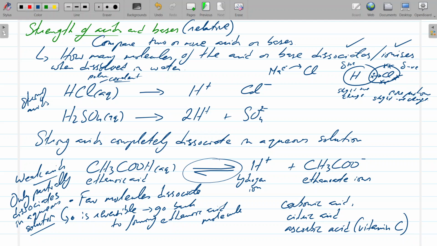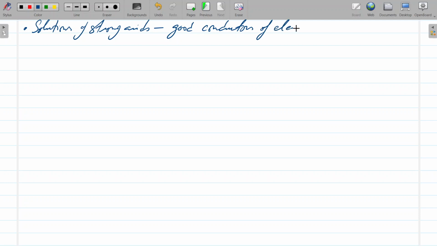Now, solutions of strong acids are good conductors of electricity. What else? They react quickly with metals, bases, and metal carbonates.